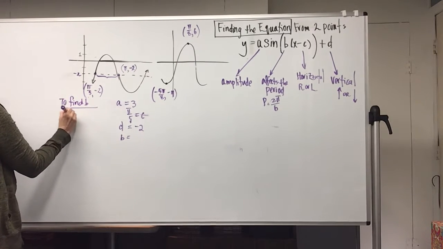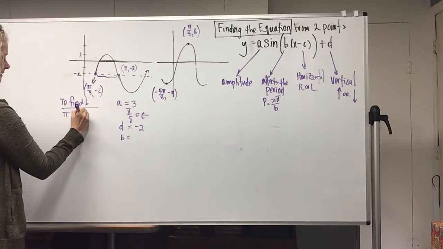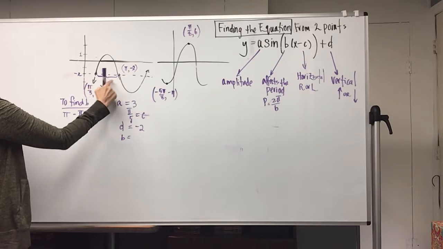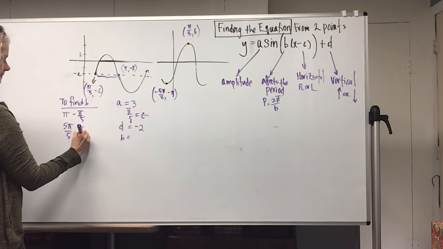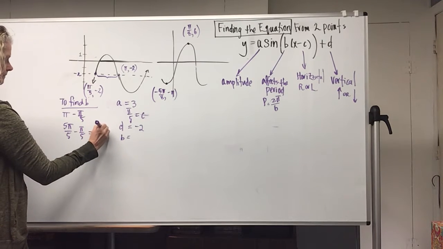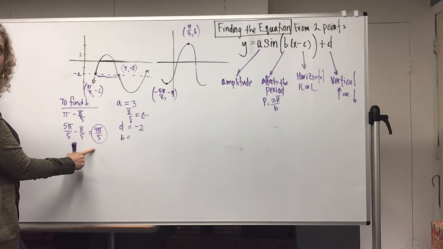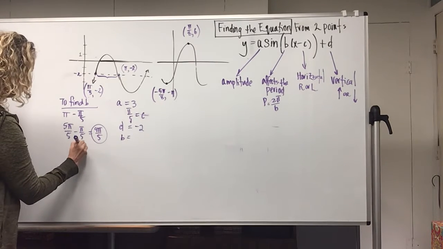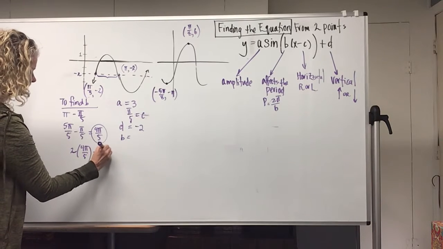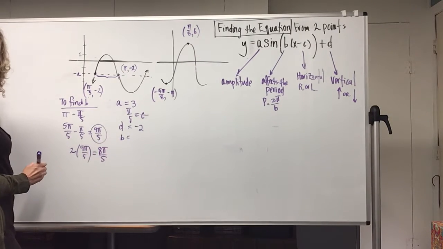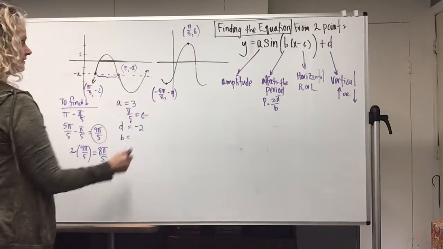we're first going to subtract pi minus pi over 5. And that's going to give us this distance here. So we're going to find a LCD. Now remember, 4 pi over 5 is half the period. So we have to multiply by 2. 2 times 4 pi over 5 gives us 8 pi over 5. So this distance, now we know, is 8 pi over 5.